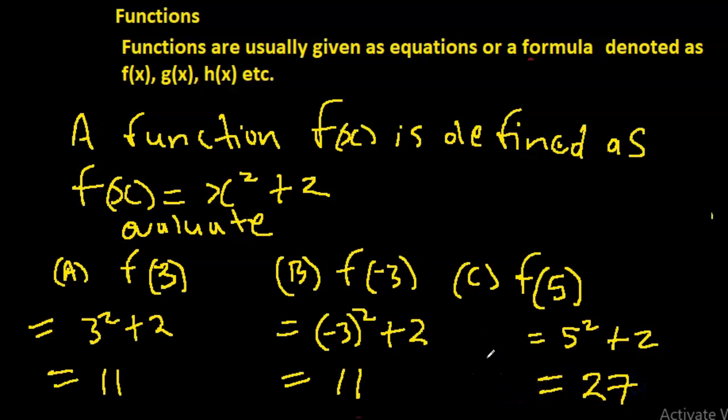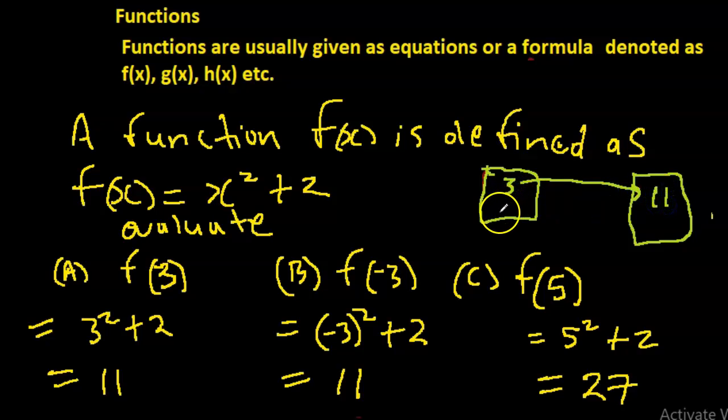So, if you think of this function in terms of a mapping, this function maps the number 3 to 11, right? It also maps negative 3 to the same 11. And of course, it also maps 5 to 27.